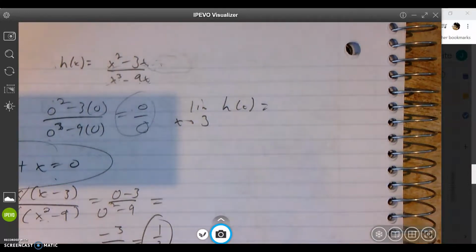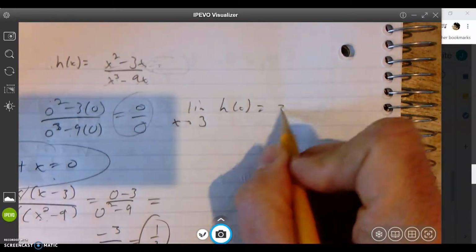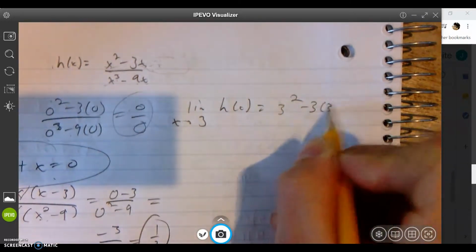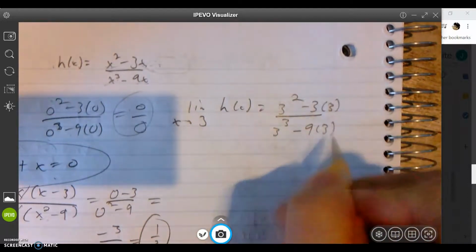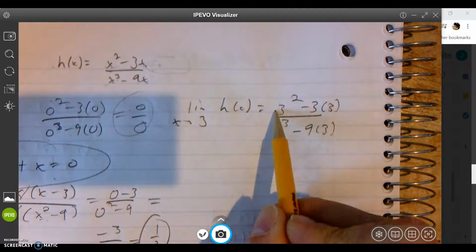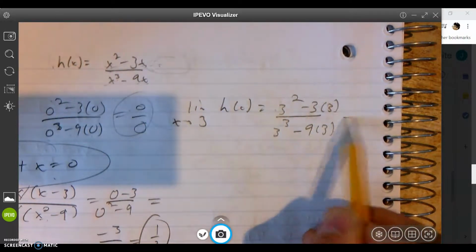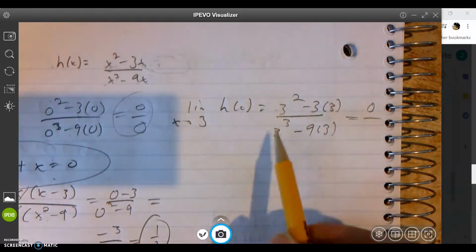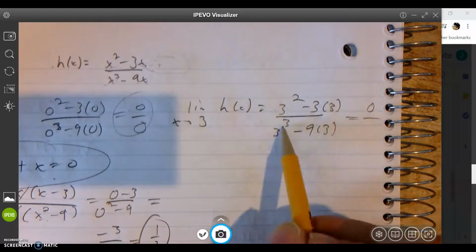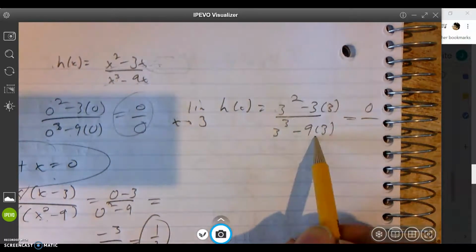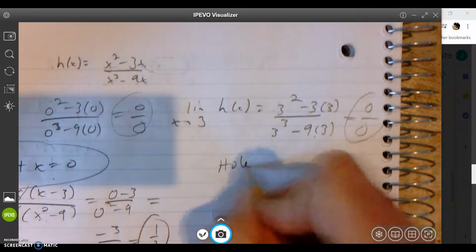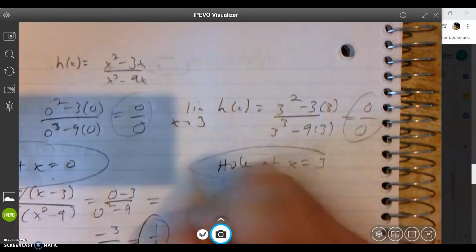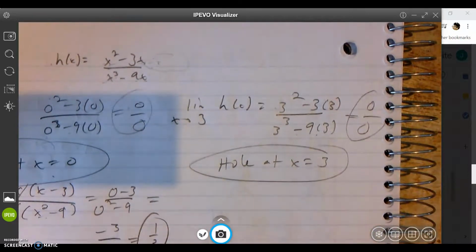All right, last but not least, let's see how we're doing. So the limit as x approaches 3. Let's plug it in. 3 squared minus 3 times 3 over 3 to the third minus 9 times 3. So that's 9 minus 9, which is 0. 27, 3 times 3 times 3 is 27, minus 27, which is also 0. Uh-oh. So we got another hole at x equals 3. Cool. Let's factor our way out of trouble.